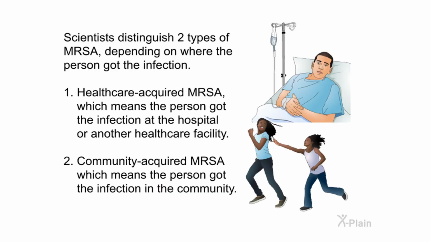Scientists distinguish two types of MRSA depending on where the person got the infection. 1. Healthcare-acquired MRSA, which means the person got the infection at the hospital or another healthcare facility. 2. Community-acquired MRSA, which means the person got the infection in the community.